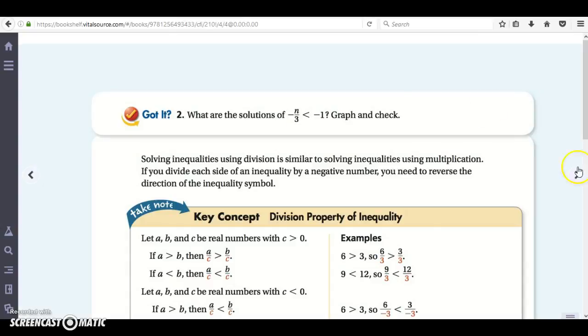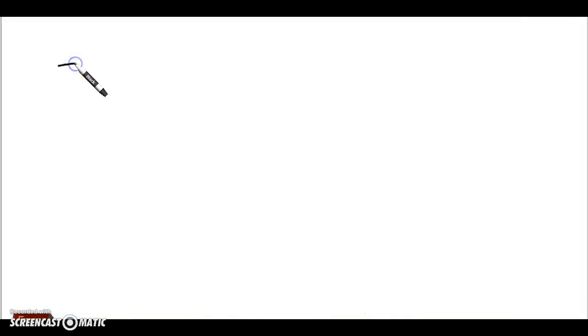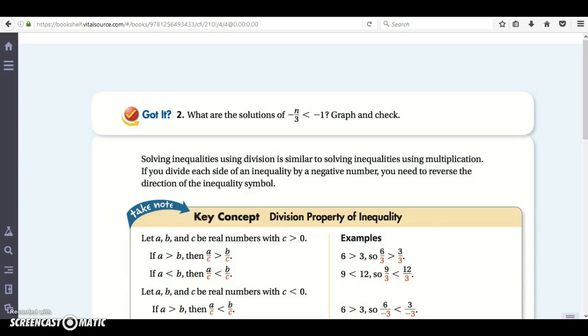Okay. So let's do it on our own now. We have negative 9. Sorry, not negative 9. Negative n over 3 is less than negative 1.